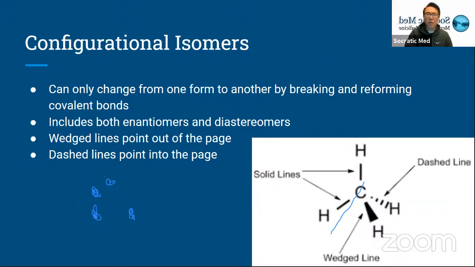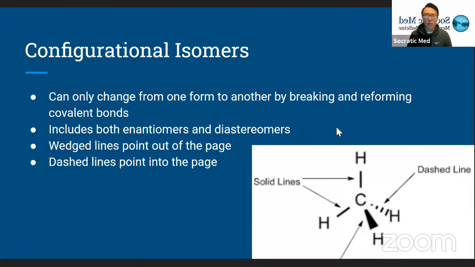Okay. So next thing I'm going to go over is configurational isomers. This is also a type of stereoisomer. This is when two different molecules can only be changed from one form to another by breaking and reforming covalent bonds. So this is what I was talking about when we needed to know R and S and also the wedge, dashed, and solid lines. There are two different types of configurational isomers, enantiomers and diastereomers.